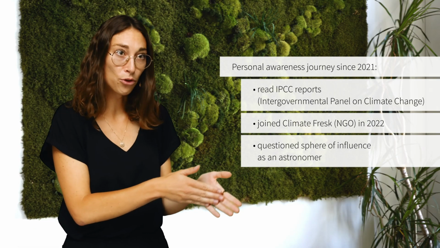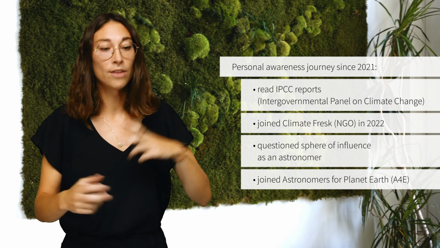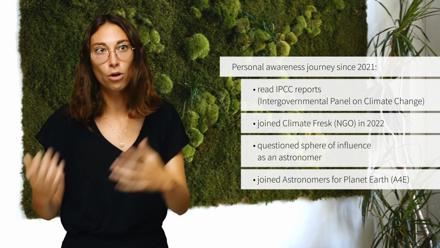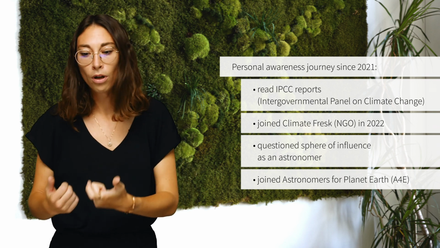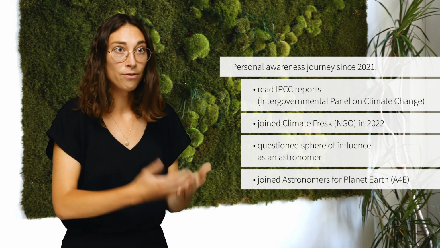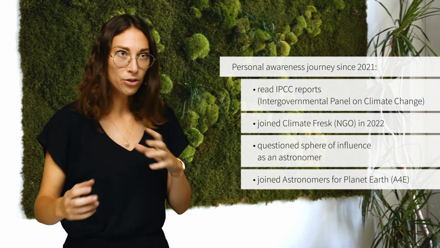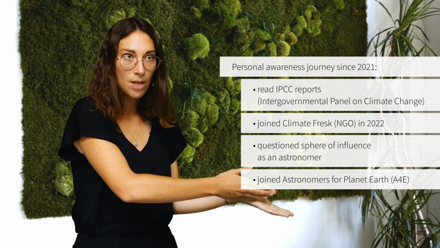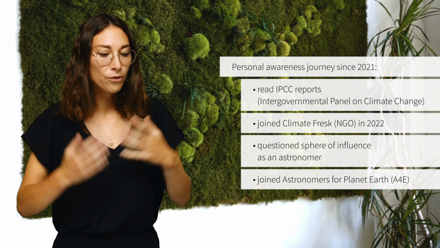Then I joined Astronomers for Planet Earth, which is a grassroots movement aiming to inform about the climate crisis and to use our position as astronomers to carry out the message of the fragility and beauty of the Earth. I really found that being part of a community, whether it's the Climate Fresk or this grassroots movement of astronomers, was very powerful. And then in 2023, I started to give a few seminars at the Department of Astrophysics of the University of Vienna.